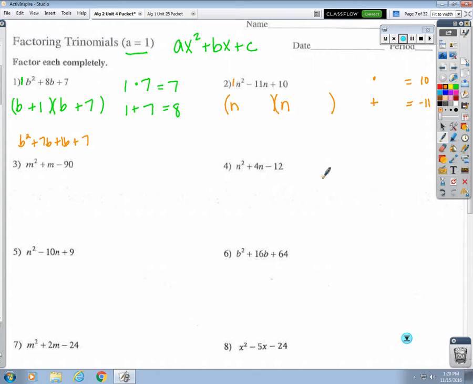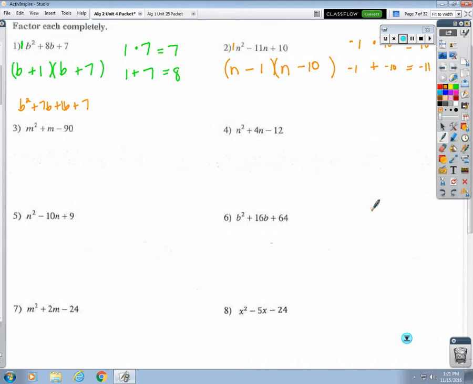Okay, what are some factors of 10? Okay. You think you can get an 11 with a 2 and a 5? So let's go to some different numbers. What are other factors of 10? Okay, do you think you can get an 11 out of those? But for them to multiply to a positive 10 and at the same time add to a negative 11, what do you need to do about signs? If you make them both negative, they'll still multiply to a positive 10 because a negative times a negative is positive. But once you do that, they'll also add up to a negative 11. So your factors are n minus 1, n minus 10.